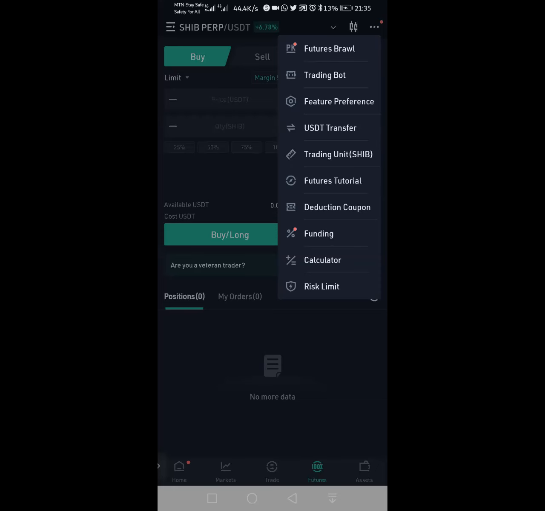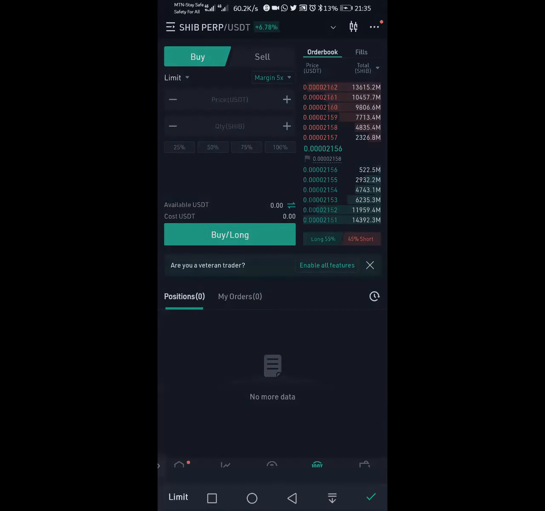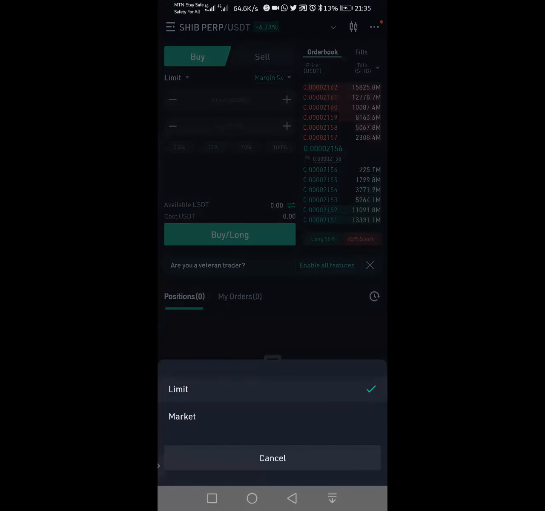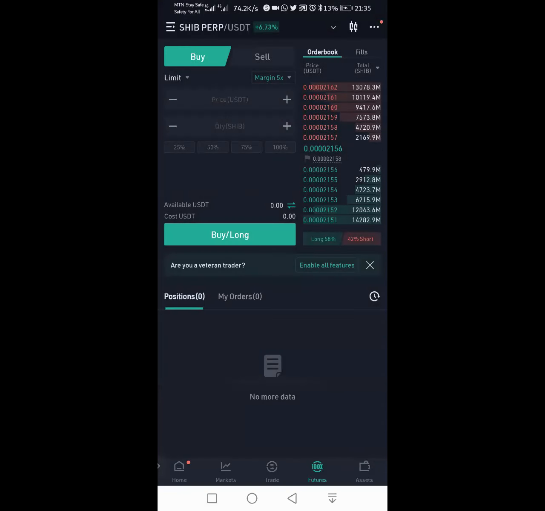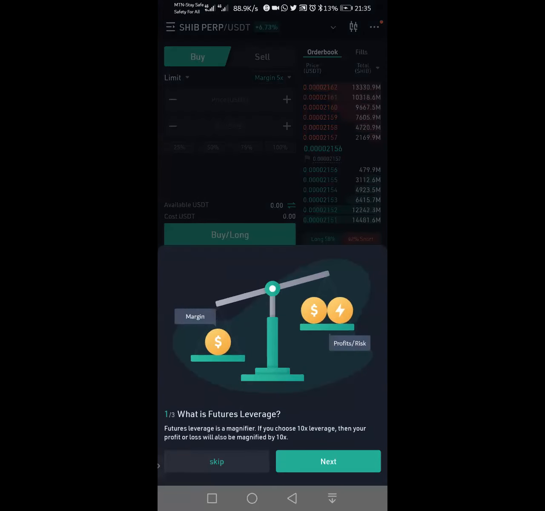The deduction coupon, funding calculator, risk limit and all that. While here is your limit. You can place a limit order, you can place a market order, just like you were taught. Here is your margin. Now let me explain margin.